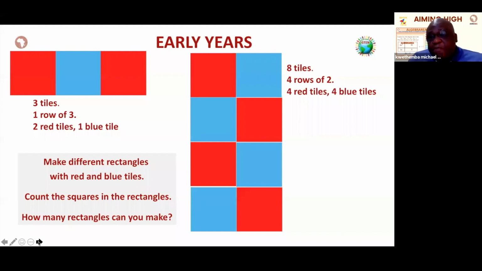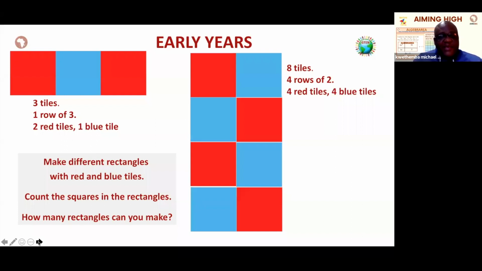We have prepared some manipulatives. For example, you can see the first row there, we have a picture of tiles which we have made and brought into the classroom. You ask the youngsters, how many tiles can you see? They are able to count 3 tiles. How many rows? 1 row made up of what? Made up of 3. How many red tiles can you see? How many blue tiles can you see? As you ask such questions, they relate issues of colors, tiles, the number of tiles.